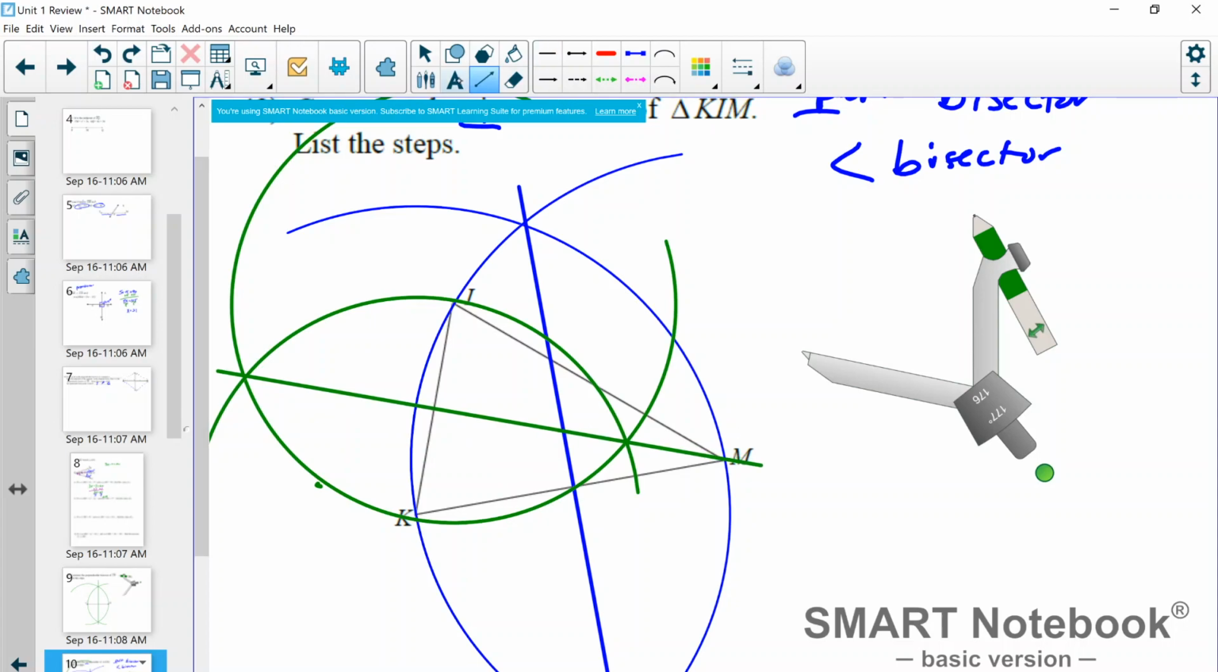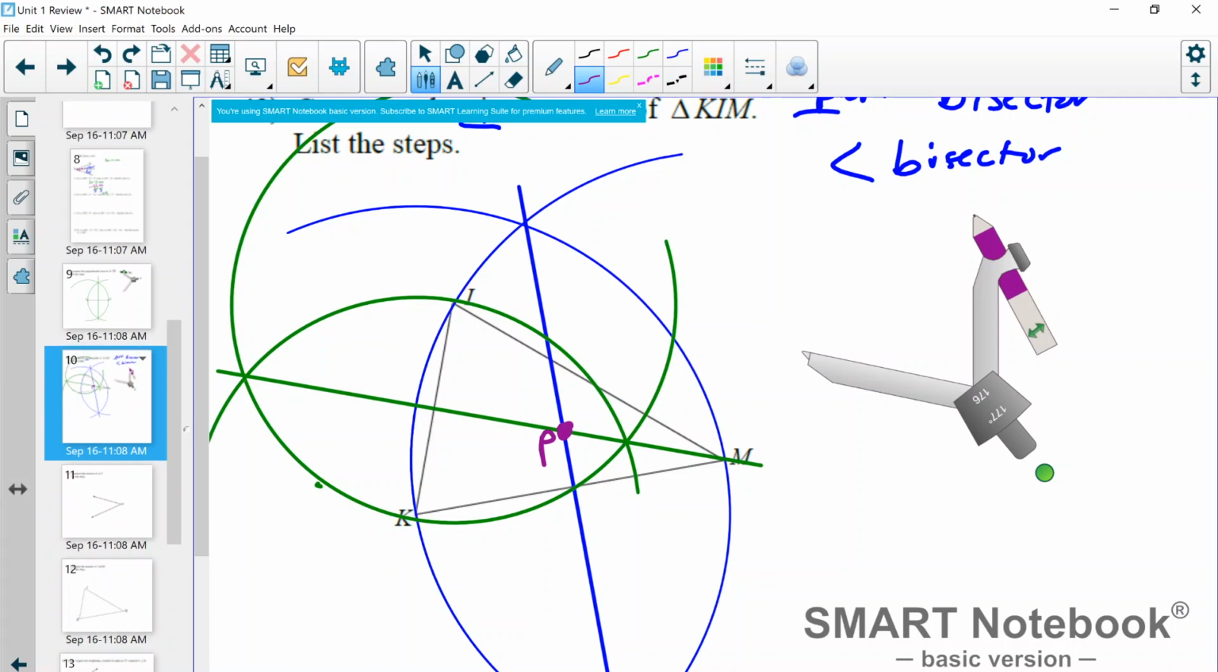And where my green and blue lines cross, I'm going to put a little point and label it P. Therefore, that is the circumcenter, creating the perpendicular bisector of the sides of the triangle.